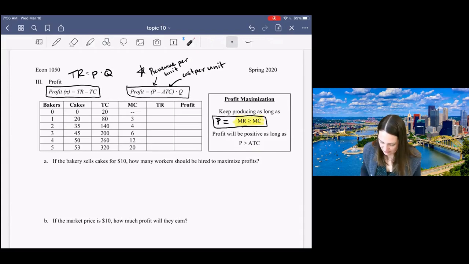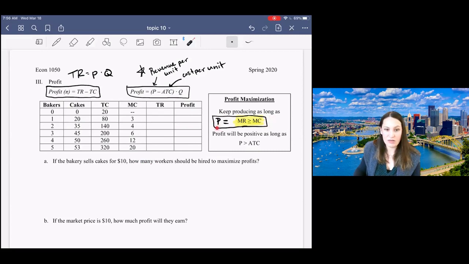So turn to our example here. We've got our numbers in the table. If the bakery sells cakes for $10 each, how many workers should they hire to maximize their profits? Okay, so I just told you this decision rule here.